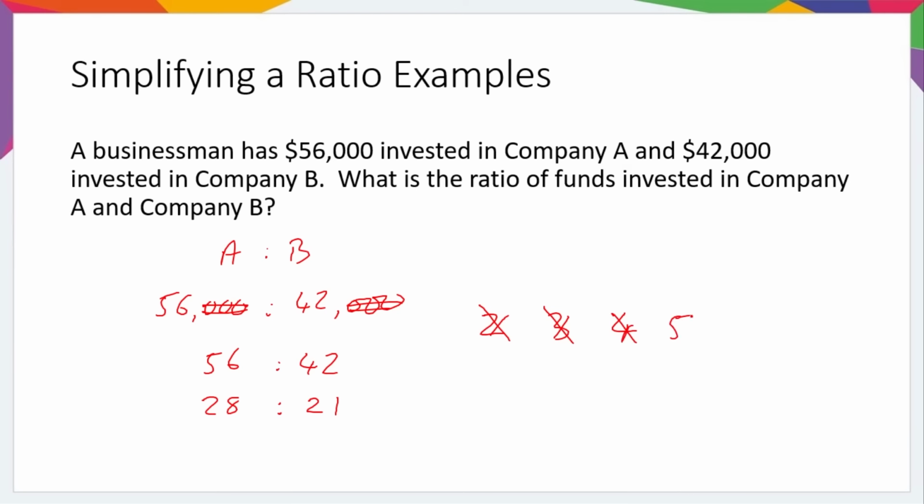Let's try a 5. Neither of these numbers are in the 5 times table. 6, they're not in the sixes, because if they were in the sixes, we could have divided them by 2. So basically, we can eliminate any even number. So what we're looking for is odd numbers, the prime numbers. So let's try a 7. Yes, both divisible by 7. 28 divided by 7 is 4. And 21 divided by 7 is 3. So the ratio company A to company B is 4:3.